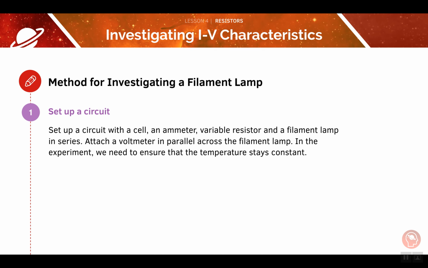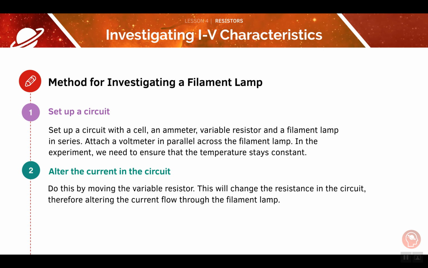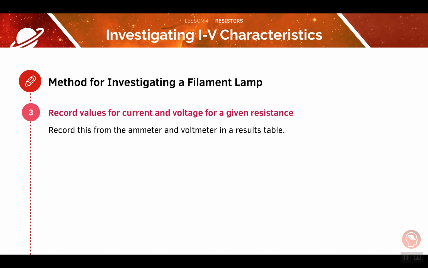First, we need to set up our circuit with the appropriate components. We need to make sure that we attach the voltmeter in parallel across the filament lamp. In this experiment, it's important that we ensure that the temperature stays constant. Now we can alter the current in the circuit by moving the variable resistor. This changes the resistance, altering the current flow through the filament lamp. We can now record the values from the ammeter and the voltmeter in a results table.